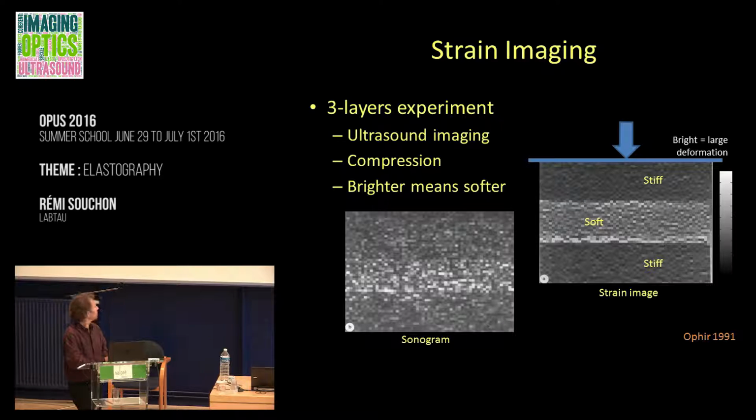There's some contrast. You can guess that maybe there's something different in the middle, but it's not that good and not that clear what the layer is and what the contrast is. But by producing a strain image, and I'll get back to how we produce the strain image a bit later, we can easily and very clearly see the 3 different layers: the 2 stiff layers that undergo low strain and the soft central layer. So that's an experimental image and one of the earliest strain images in the field.